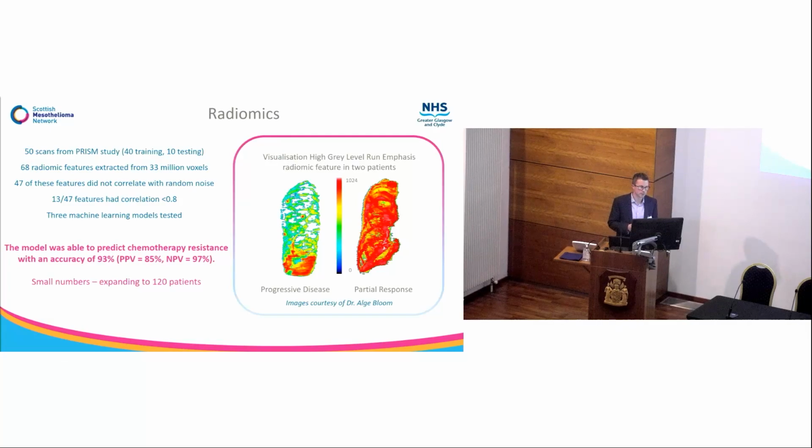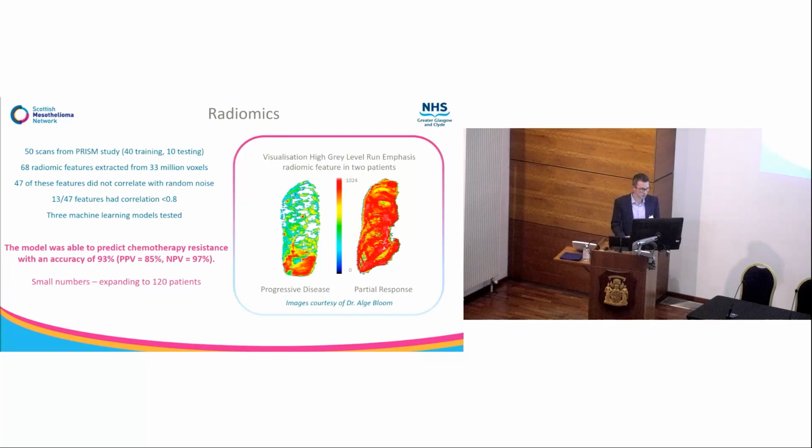We've done some work with Alice Bloom, who's an image analyst with the university, looking at some of these features. And we took some of the scans from the PRISM study that had been pre-segmented. And Al used those to extract some of these radiomic features. So he looked at 68 separate features, and then looked at which of those didn't correlate with random noise. And any that did correlate with random noise obviously don't correlate with the tumour, so they just got binned. Out of those, 47 features, 13 of those features really didn't have much correlation at all, and we extracted those to try and combine them to try and predict things.